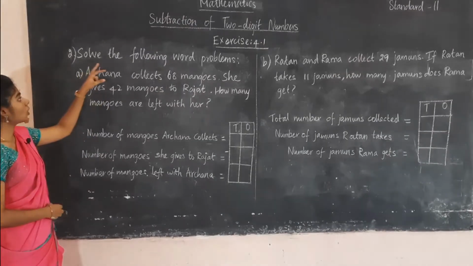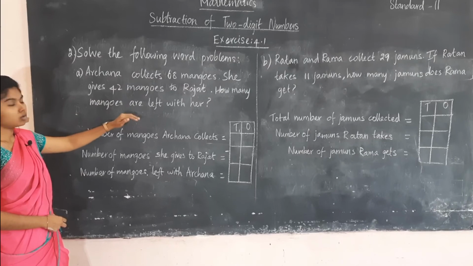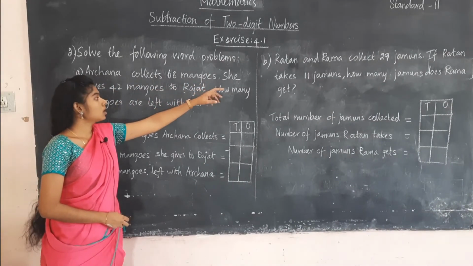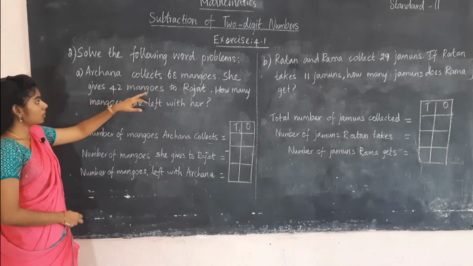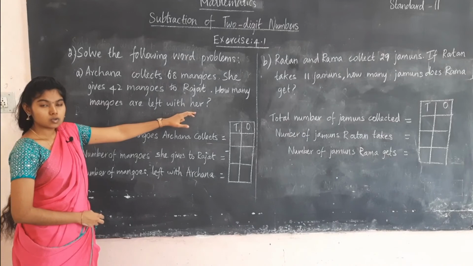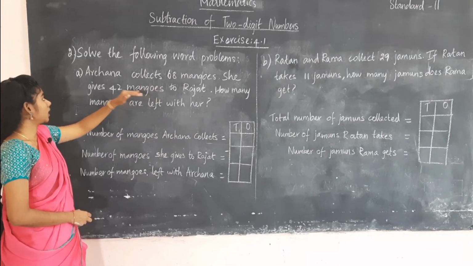Next sum: solve the following word problems. The word problem is given, and we are going to solve it. The first one is: Archana collects 68 mangoes. She gives 42 mangoes to Rajat. How many mangoes are left with her? So what is given in the question? If you don't understand, read it two times.